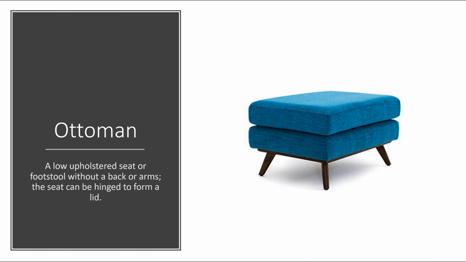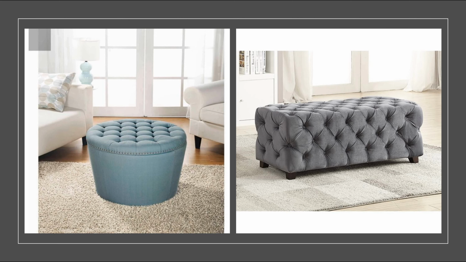Okay, and then you have ottomans. I love ottomans. I think they're fantastic. This is a low upholstered seat or footstool without a back or arms, and the seat can be hinged to form a lid. It doesn't have to have a lid, but it can be. Here are some examples of some ottomans. Different sizes, different shapes, tufting or no tufting, depending.